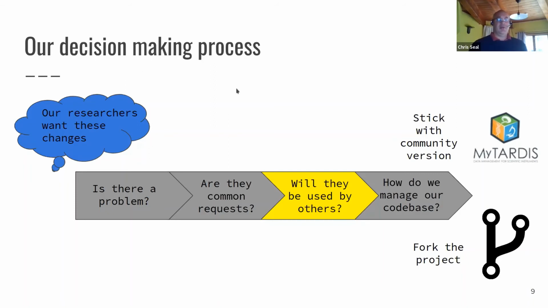So we decided based on that, that we would fork the project and we would create a University of Auckland specific branch of the Mitatis project. We then had to start thinking about how we manage our code base.